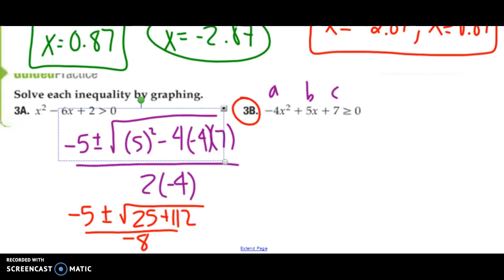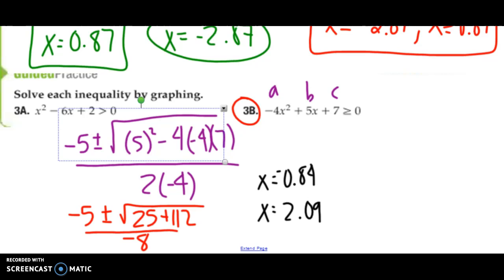Now I get negative 5 plus the square root of 25 plus 112 all over negative 8. And so I get x equals negative 0.84. And now I'll do negative 5 minus the square root of 25 plus 112 divided by negative 8. x equals positive 2.09. So those are my two solutions.